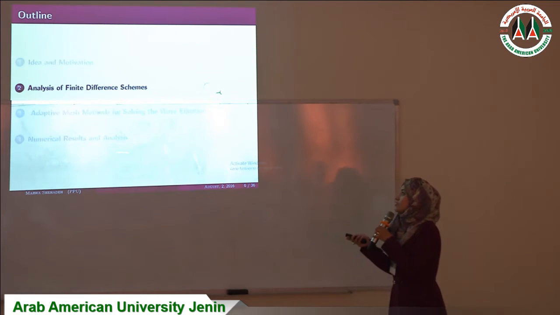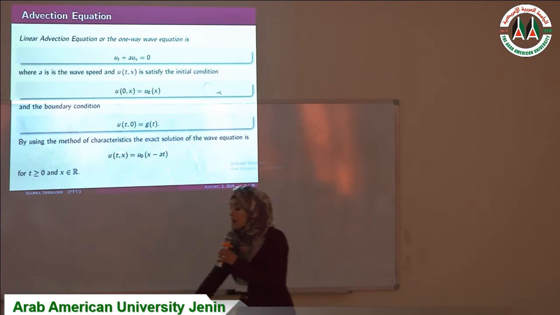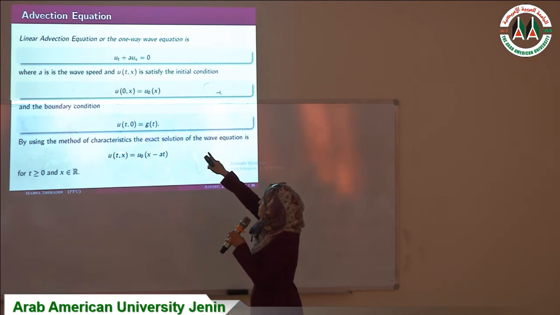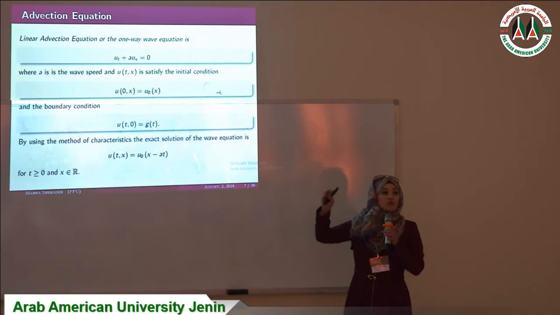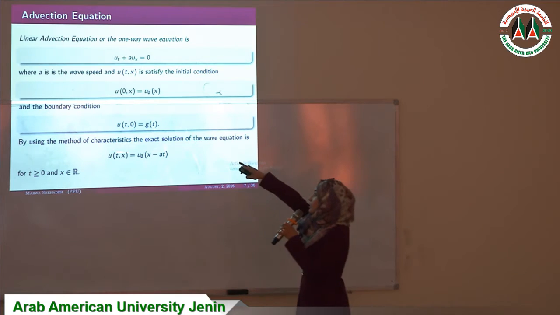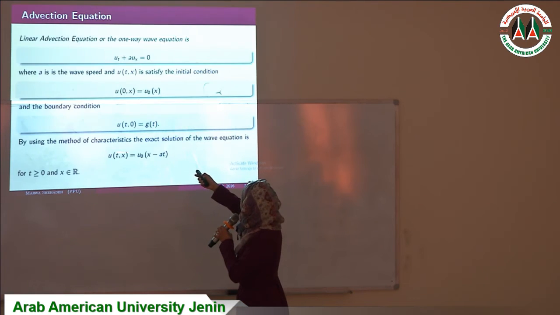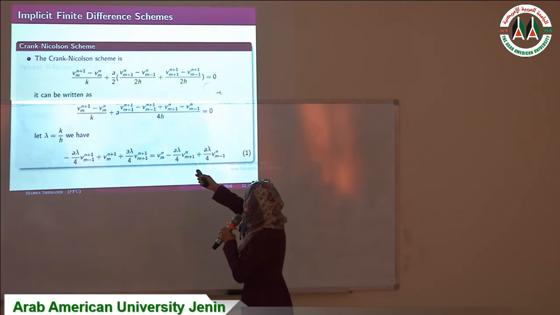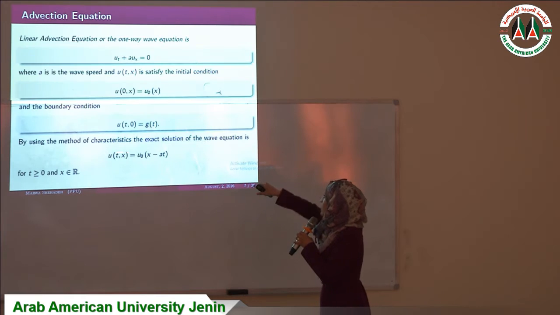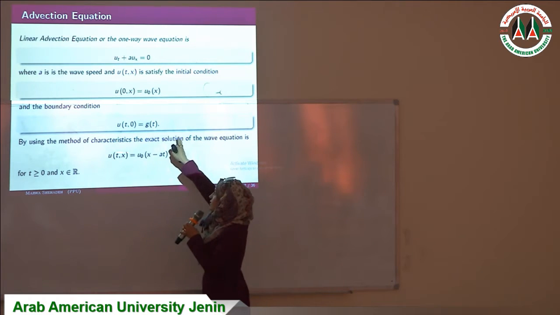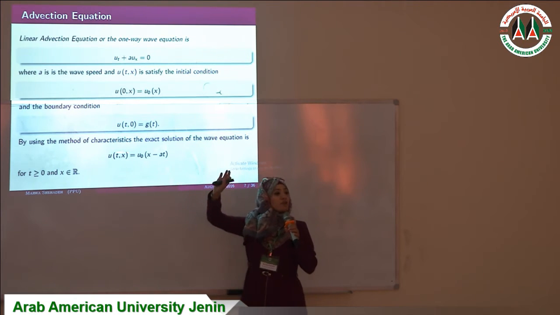Okay, so let's talk about the equation, the one-way wave equation, u_t plus a u_x equals 0, which our adaptive method addresses. So, with this initial condition, this is the boundary condition, and this is the exact solution obtained by using the characteristic method.